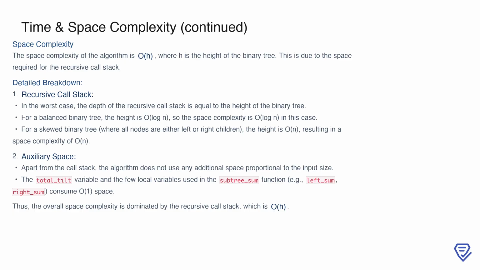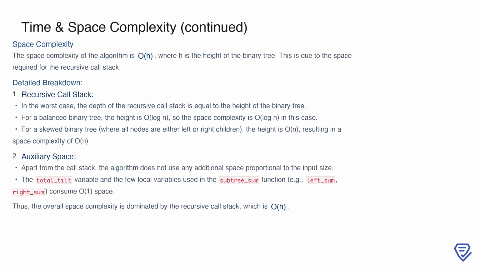This is primarily due to the space required for the recursive call stack. During the recursive traversal, the depth of the call stack corresponds to the height of the tree. In the case of a balanced binary tree, the height is proportional to log n, resulting in a space complexity of O(log n). However, in a skewed binary tree, where nodes are arranged in a single line, the height becomes O(n), leading to a worst-case space complexity of O(n).